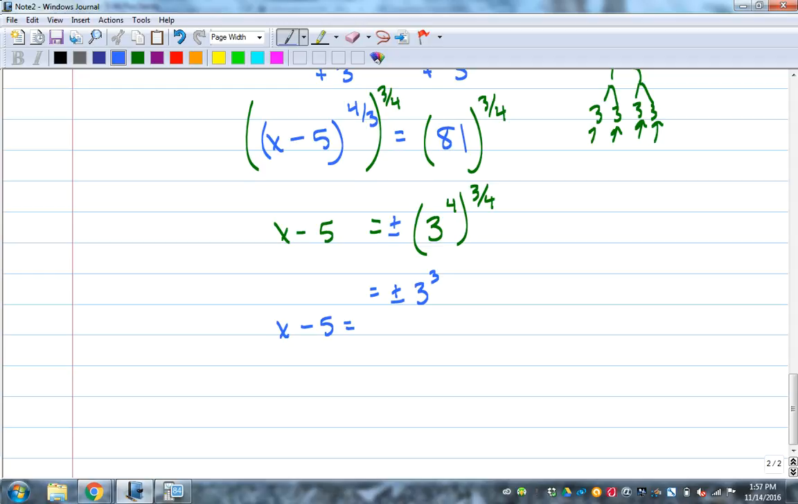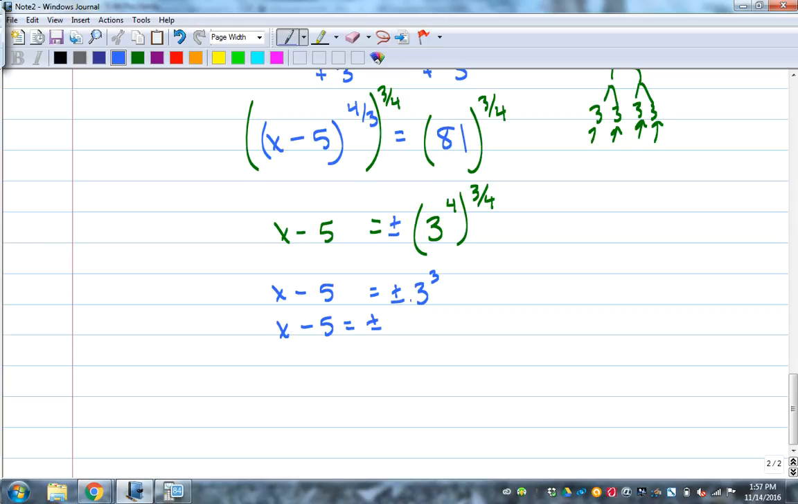Okay. How did you get to 3 to the 3rd? 4 times 3/4. The 4's cancel out, the 3's left. 4 times 3/4. 3/4 of 4 is 3.